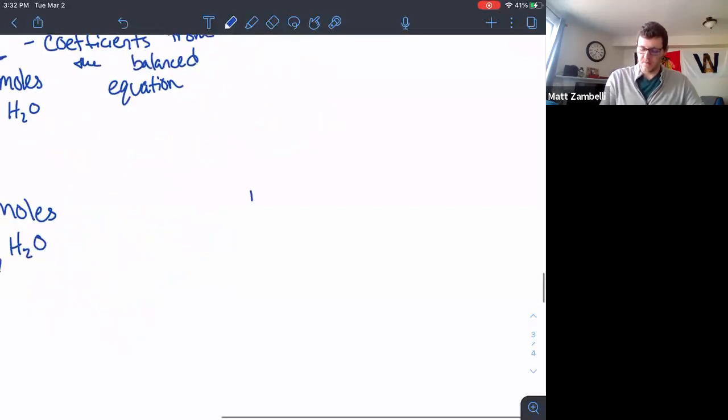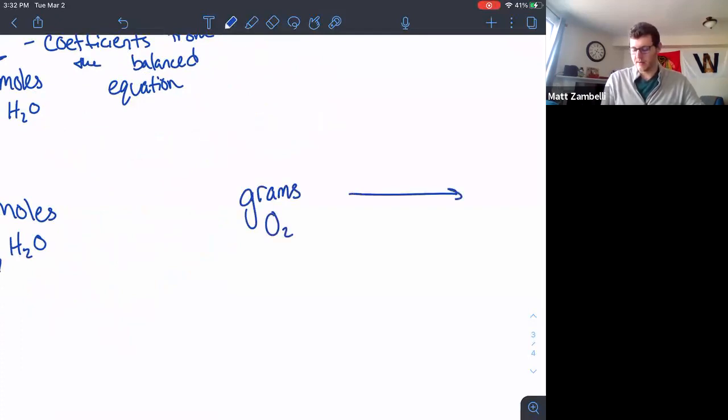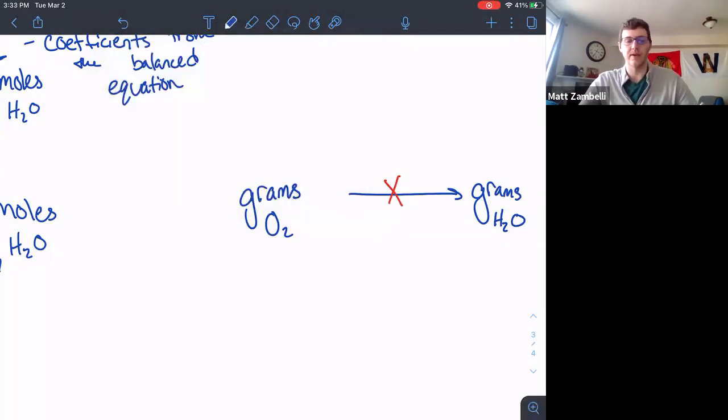If I wanted to go from grams of oxygen to grams of water, can I do that in one step? Can I figure out how many grams of water I'd make based on how much oxygen I have? Can I figure that out in one step? No, all right. So I can't do this one in one step, just like before. Can anybody tell me what's the first thing that they think we're going to do?